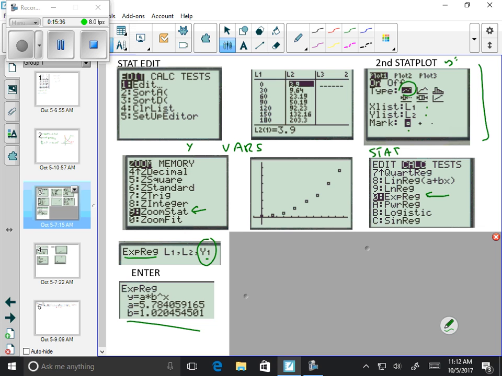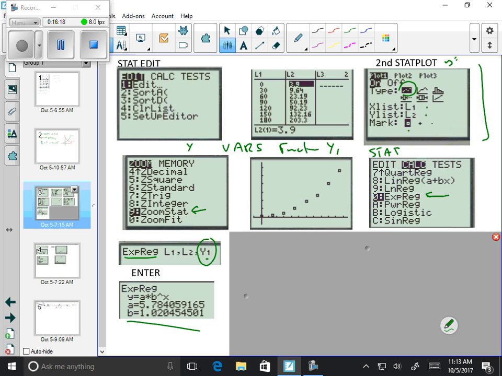Then you would do function. Yeah, function. And select Y1. And once you do that, you're ready to calculate. Don't worry about that. The frequency list is not necessary. We want every one of these points to be just up there once. So it automatically does the frequency list.